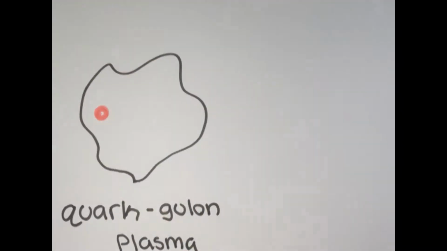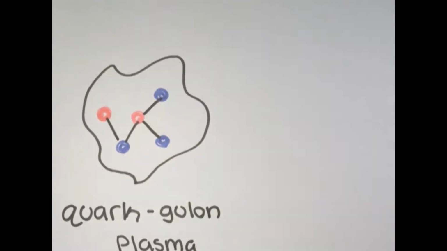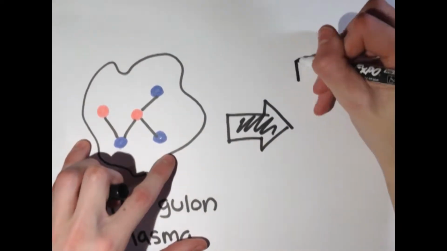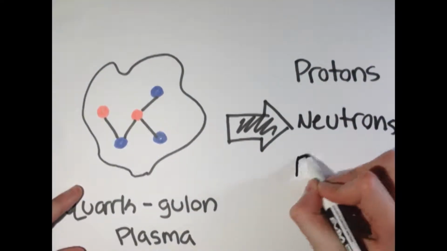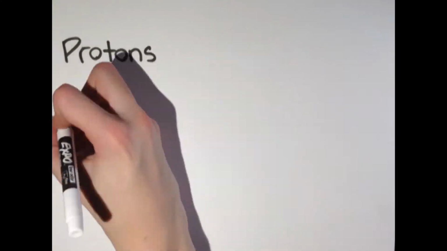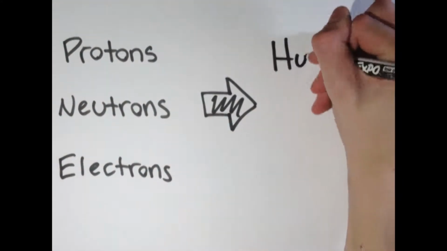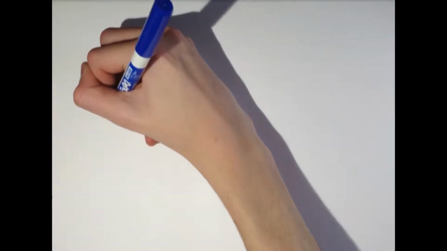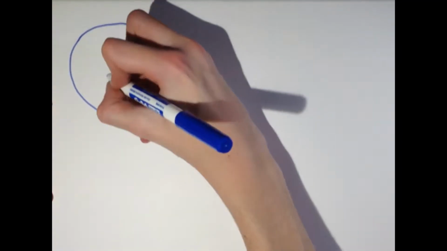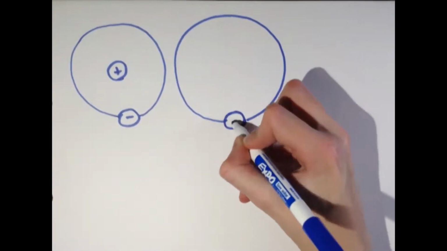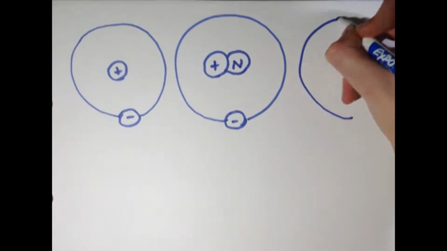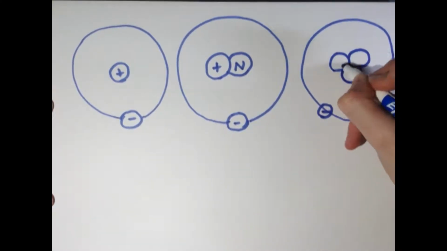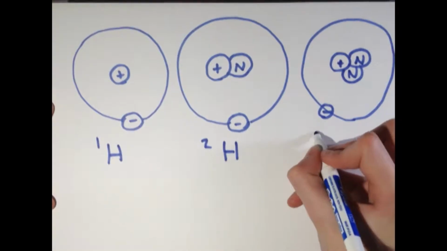The radiant energy from the Big Bang created a quark gluon plasma, which then became the first protons, neutrons, and electrons. From there, these subatomic particles became the first two lightest elements, hydrogen and helium. Hydrogen 1 is the most common hydrogen isotope, with an abundance of more than 99.98%. The three stable isotopes of hydrogen are hydrogen 1, hydrogen 2, and hydrogen 3.